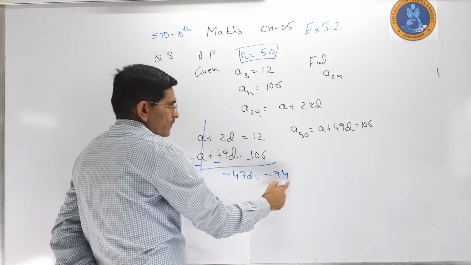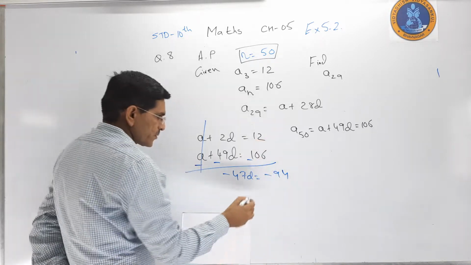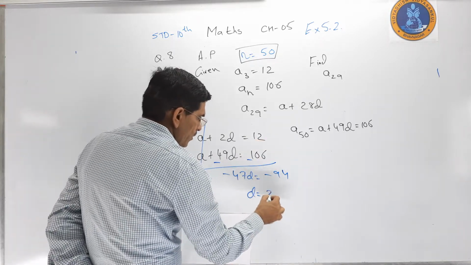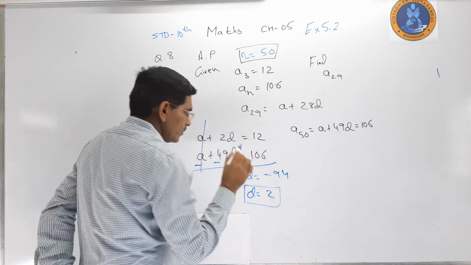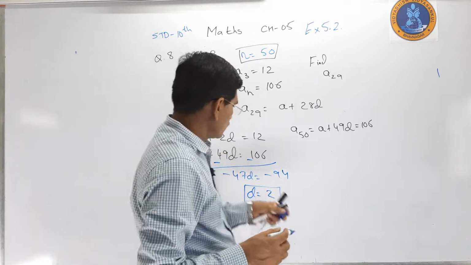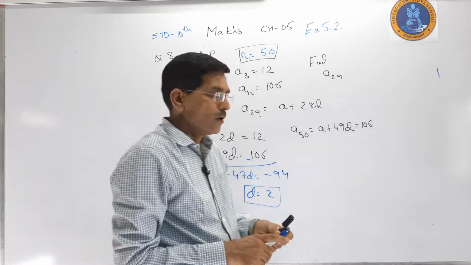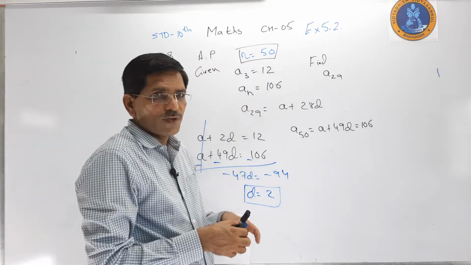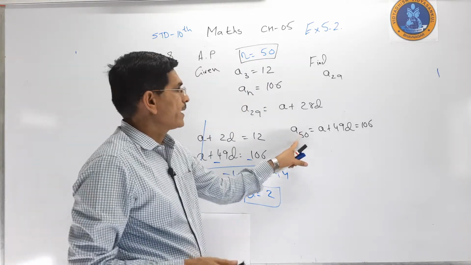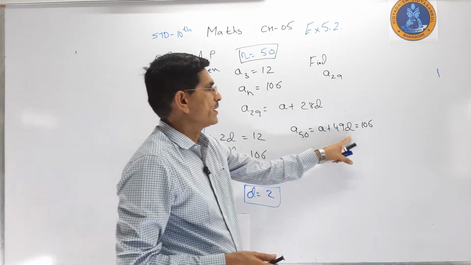So 94 plus 12, we can get 106. So D is equal to 2. 47 2s are 94. So if I get the value of D, now A50 is equal to A plus 49D.